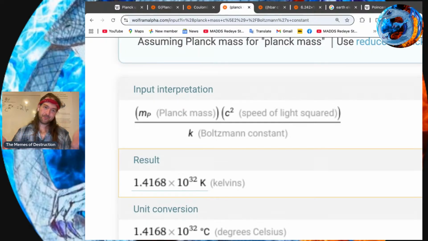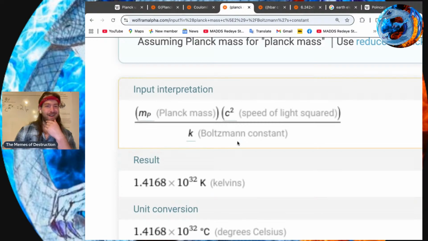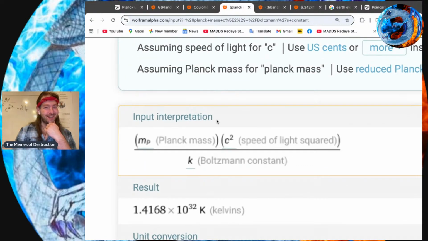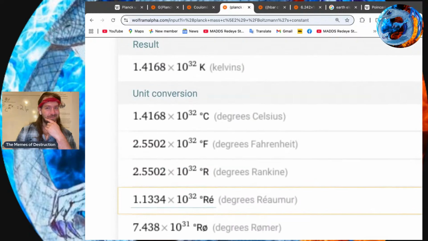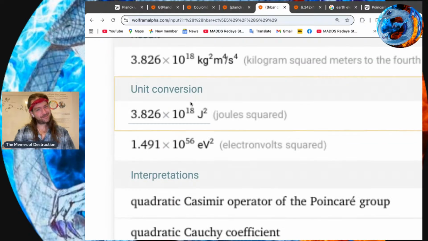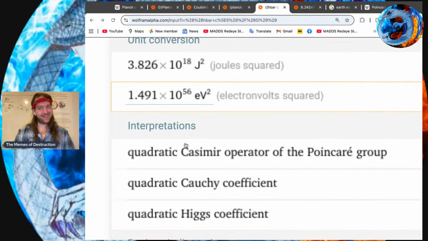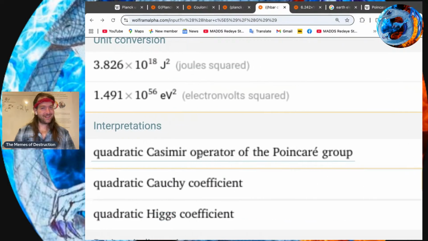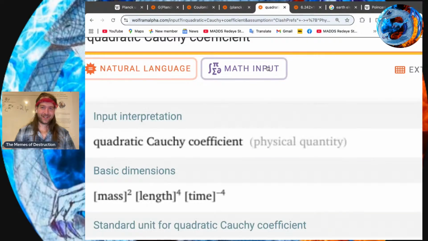How should we parameterize it? Or maybe is there perhaps more than one? I don't know. It's just interesting that this is squared. Let's go back for just a moment. Right, this energy squared. All right, so the quadratic Casimir operator of the Poincare group. So that has some notion of something four. It's quadratic. So the quadratic Cauchy coefficient.